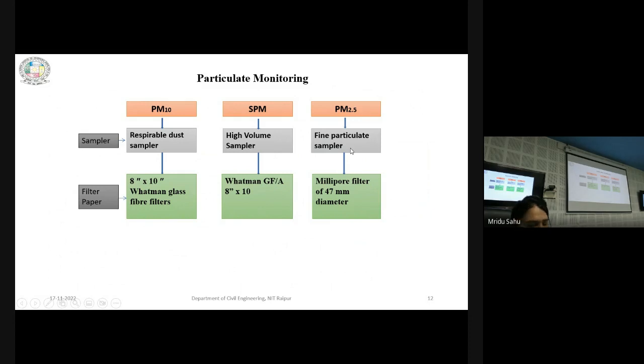And PM2.5 particulate sampler, that is a fine particulate sampler. One more thing I want to discuss is about fine and coarse particulate matter. That is, I've told you about PM10 and PM2.5.